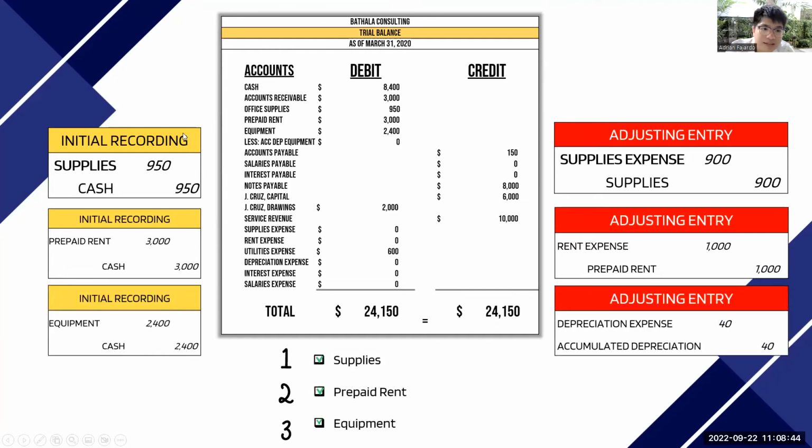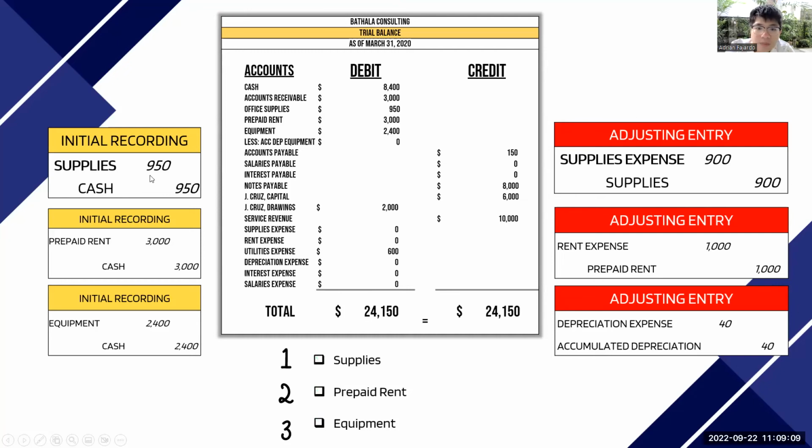Pero one of the things I want to highlight, in-explain lang namin yung initial recording. Pero ang talagang mas importante dito is the adjusting entry. Meaning, what do I mean by this? The initial recordings are already reflected in this unadjusted trial balance. Ang hindi pa reflected would be our adjusting entries.